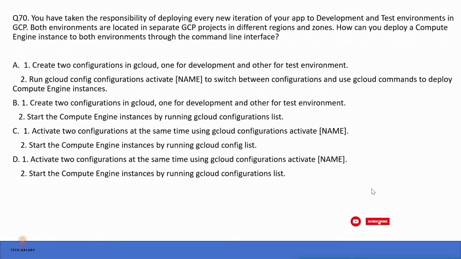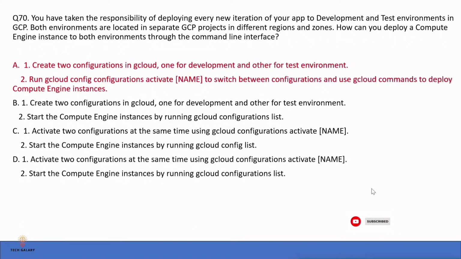Option A, create two configurations in gcloud, one for development and other for test environment. Run gcloud config configurations activate to switch between configurations and use gcloud commands to deploy compute engine instance. Using gcloud config configurations activate, we can switch between two gcloud configurations. And through command line interface, we can deploy the compute engine instance to both of these environments. So this option is correct.